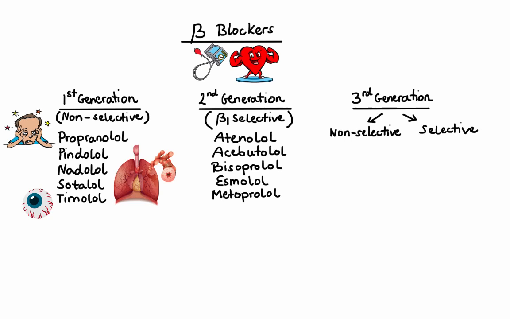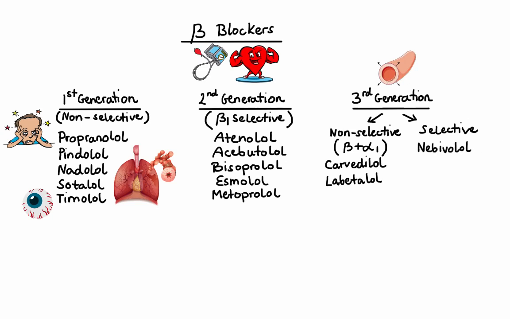However, what makes the third-generation beta blockers different from the other two is that they also act on blood vessels to cause vasodilation. So here we have non-selective agents such as carvedilol and labetalol, which produce peripheral vasodilation by blocking not only beta but also alpha-1 receptors. And on the other hand, we have beta-1 selective agents such as nebivolol, which produces vasodilation by inducing the release of nitric oxide from endothelial cells, and betaxolol, which is thought to produce vasodilation by additionally blocking calcium channels.